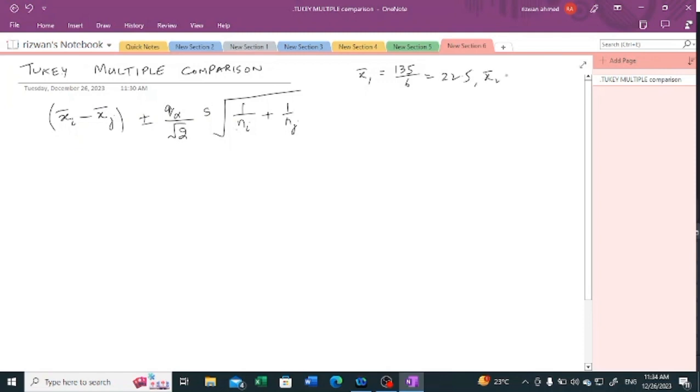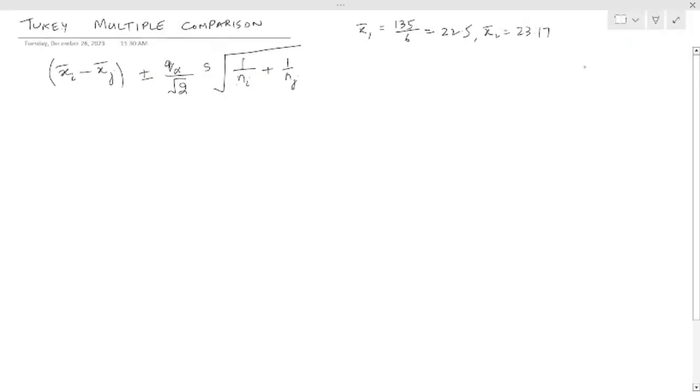Then x2 bar we can compute in the same way: 139 is the sum of the second column, divided by 6 is 23.166667, so we can write it down as 23.17 rounded to two decimal places. Similarly, x3 bar, the sum of the third column is 169, again divided by 6. So 169 divided by 6 gives us 28.17.